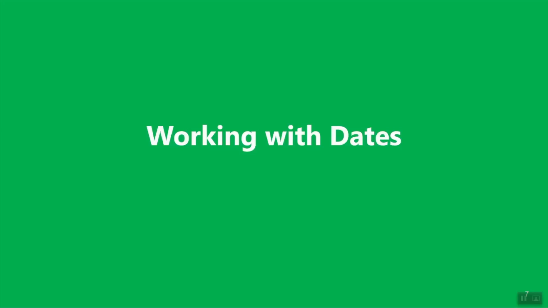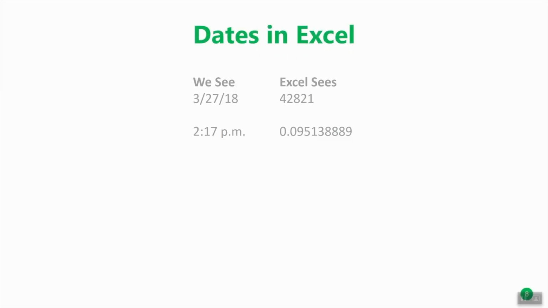It's further complicated by the fact that dates are also days of the week, like a Monday or a Friday, even though Excel doesn't specifically store Mondays and Fridays and other days in the cells. For example, we see March 27th, 2018 and 2:17 p.m., and Excel sees 42821 and 0.0951, etc.